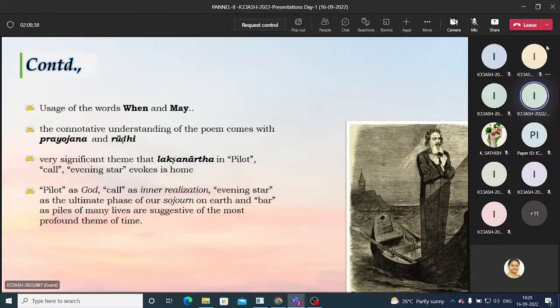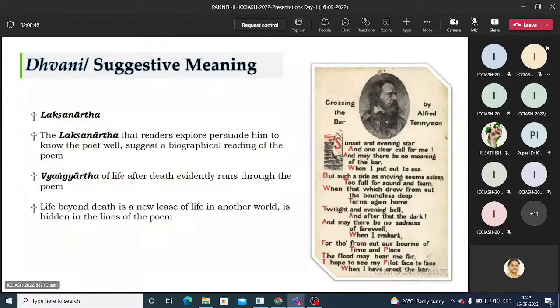He wants to have complete contentment when death approaches him. And once the bar of death is crossed, he hopes to see his pilot, that is God. Now let us see Dhwani, or suggestive meaning.